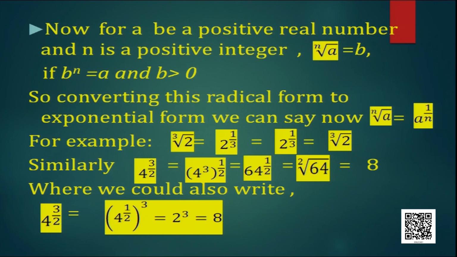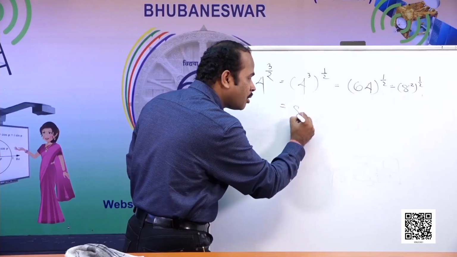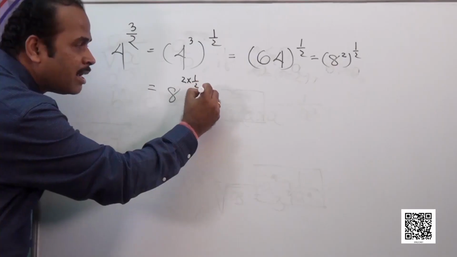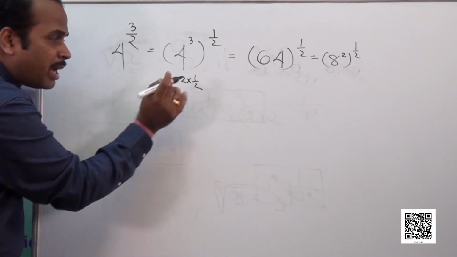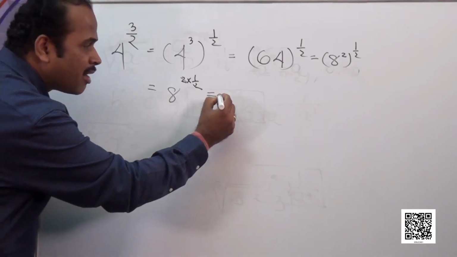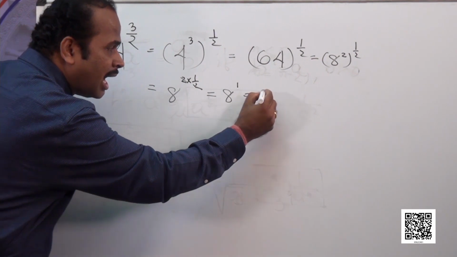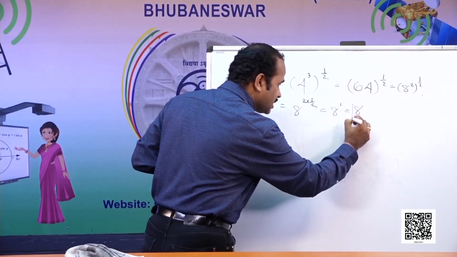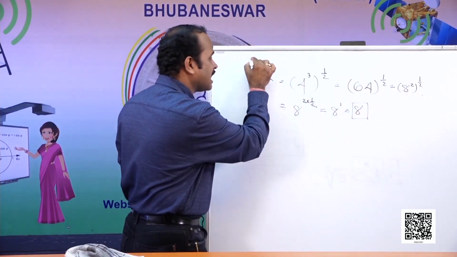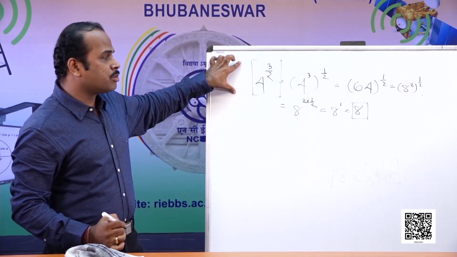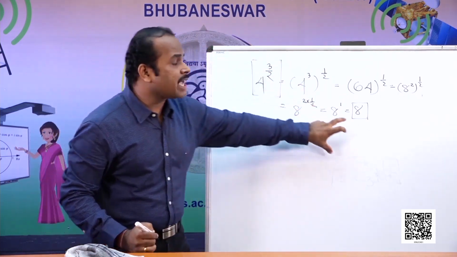So here what will happen? With the same base, these powers will be multiplied: a to the power m into n, and when we multiply 2 into 1 by 2, it cancels. Finally, I got 8 to the power 1 and the value is 8. So 4 to the power 3 by 2, I got it is 8. Okay, this is my answer. This was the initial expression I wanted to find, 4 to the power 3 by 2, and I find it is 8.